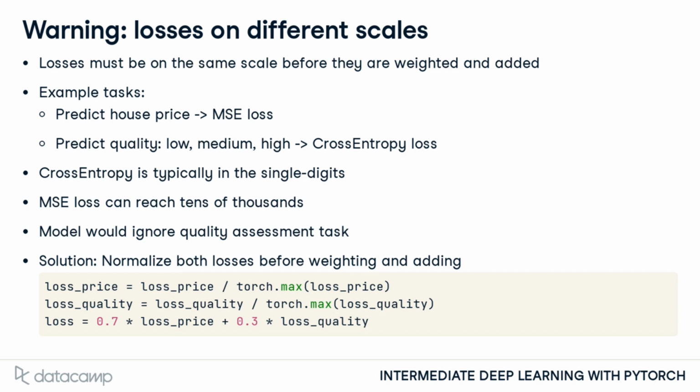A solution is to scale each loss by dividing it by the maximum value in the batch. This brings them to the same range, allowing us to weight them if desired and add together.